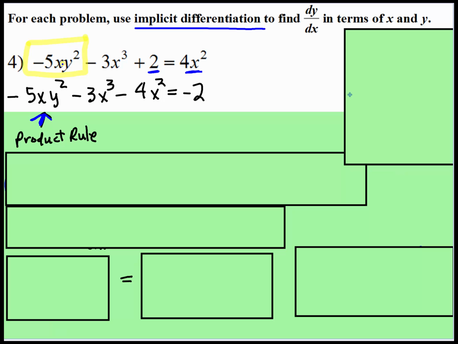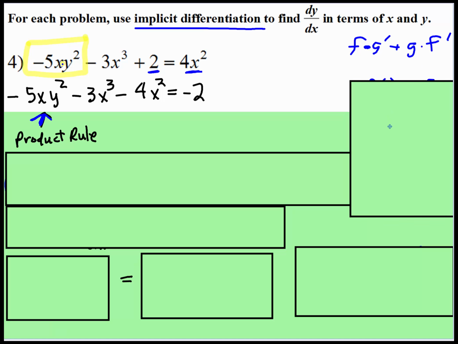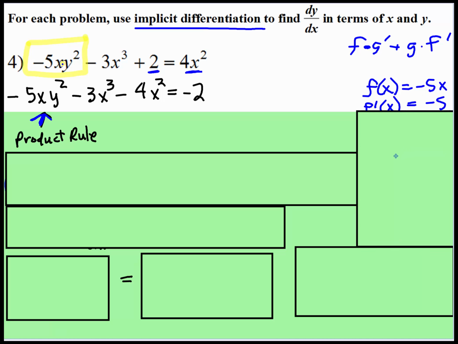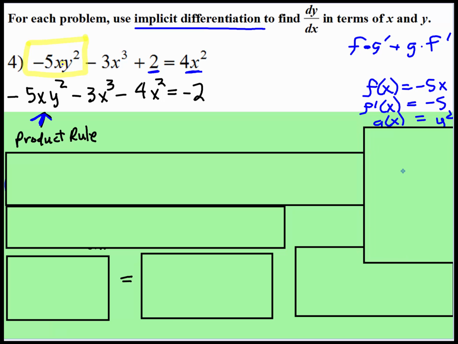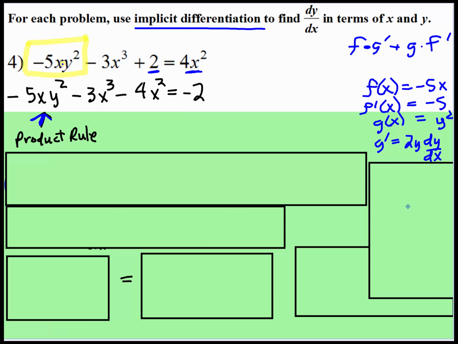So it might be worth your time to first of all write the product rule formula, f times g prime plus g times f prime, and then write what each of those are. F of x is negative 5x, so its derivative is negative 5. G of x is y squared. Remember, this is implicit differentiation. So when you take the derivative of g, you get 2y, but you have to tack on that dy dx.